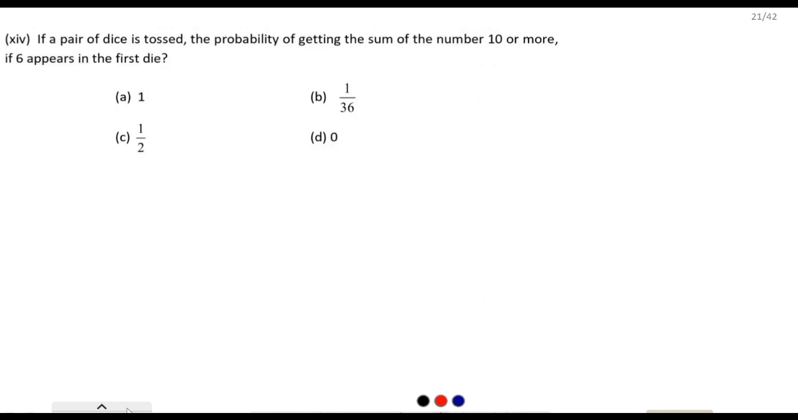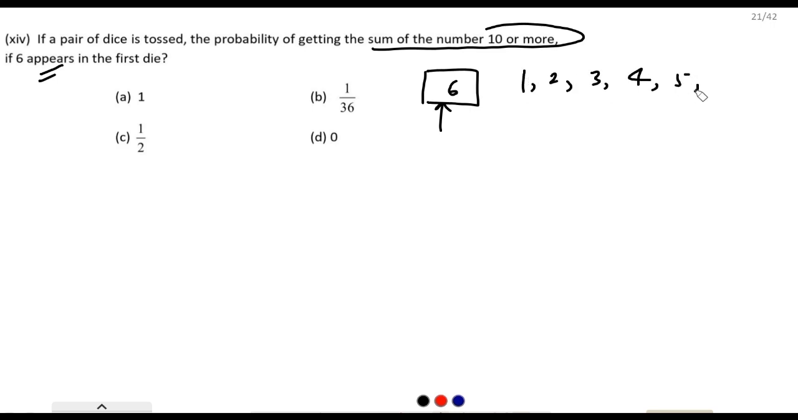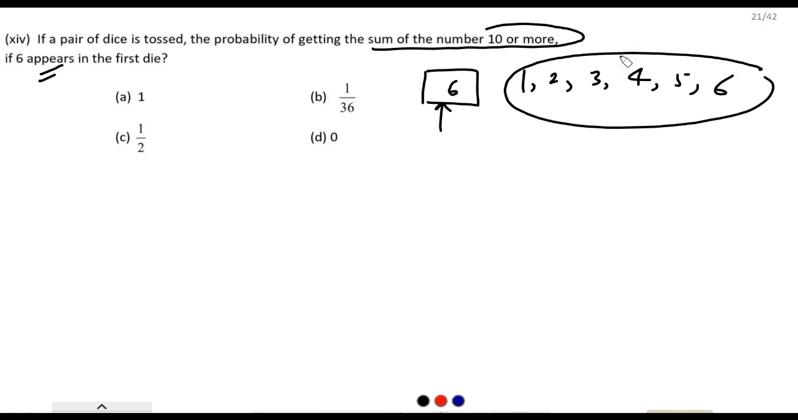And pair of dice is tossed. 6 appears in the first dice and probability of getting sum of the number 10 or more. If 6 is fixed on first dice, then second पर आपको मिल सकता है 1, 2, 3, 4, 5 और 6. But our requirement is sum of the number is 10 or more. तो वो हमें मिलेगा अगर हमें second dice पर 4 मिल जाए, 5 मिल जाए या फिर 6 मिल जाए.